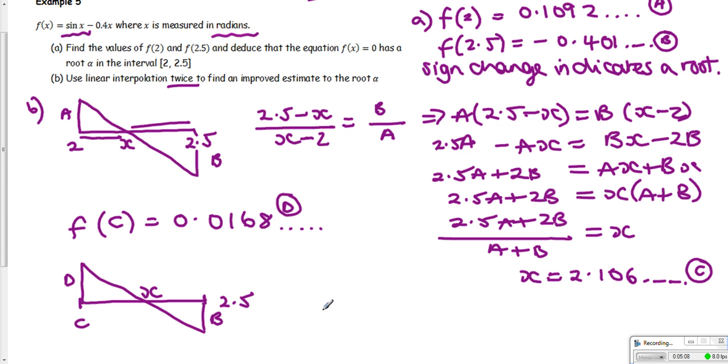And if you go through all of that, hopefully, doing exactly the same steps as we did here, you get 2.1228 and so on. It hasn't given us a particular degree of accuracy that it wanted this to. So normally in an exam question it would, but given that it hasn't given us a degree of accuracy, we'll stick to the standard 3 significant figures. So we've done linear interpolation twice, and our improved estimate of the root is 2.12.